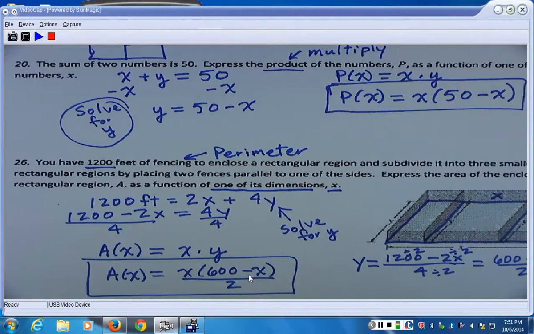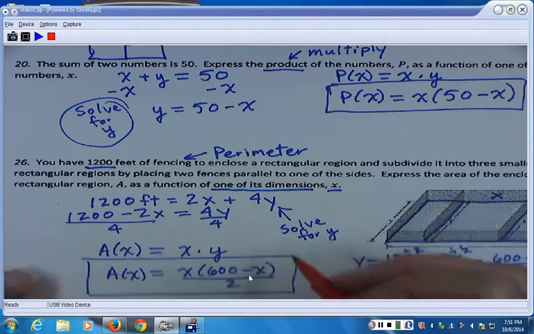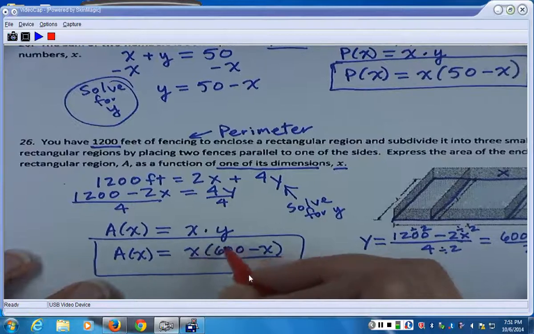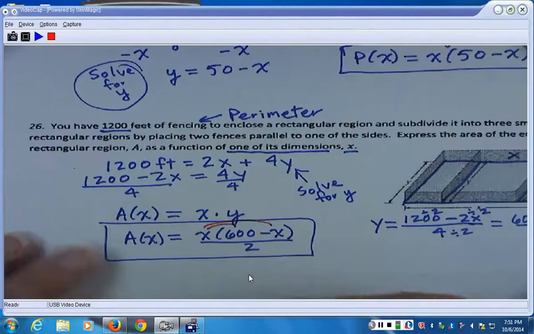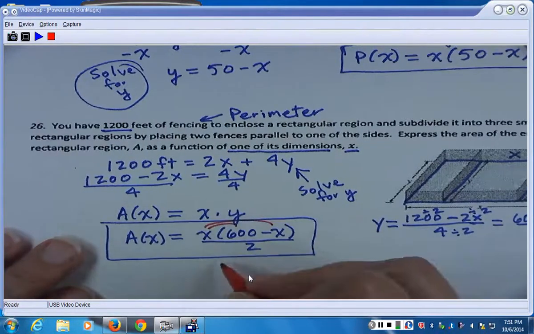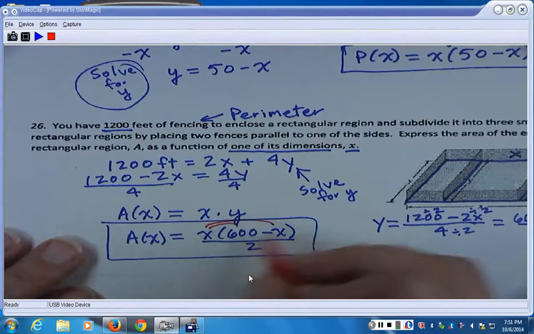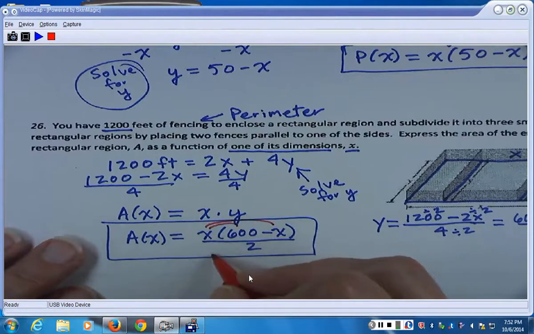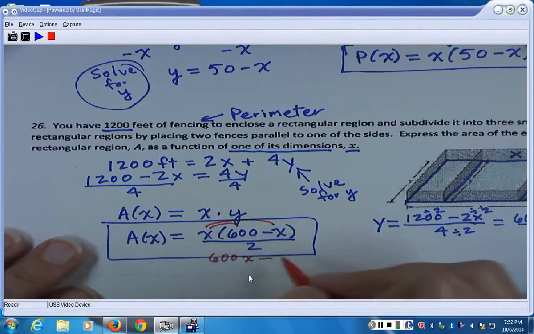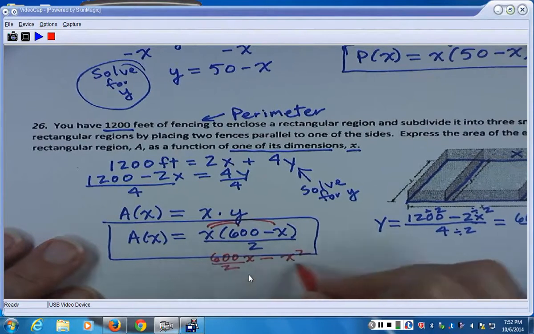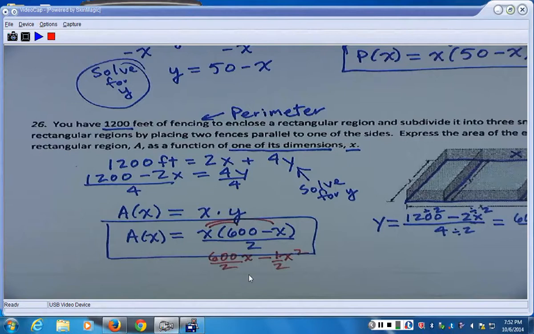Any questions on that? Would it matter if you wrote it like that, or if you wrote it as x times 300 minus 1/2 x? Oh, you could write it. Oh, could you distribute this? Yeah, you could distribute it. It wouldn't matter. So if you distribute that, you'd have 600x minus x squared, and then you could divide this by 2, and this could be 1/2. Is that what you're saying? Yeah, that's fine.